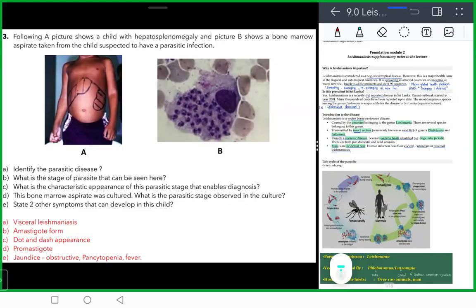So here I'm going to discuss the first daily OSPE for the IPD module. This is a parasite. This OSPE is from parasitology.